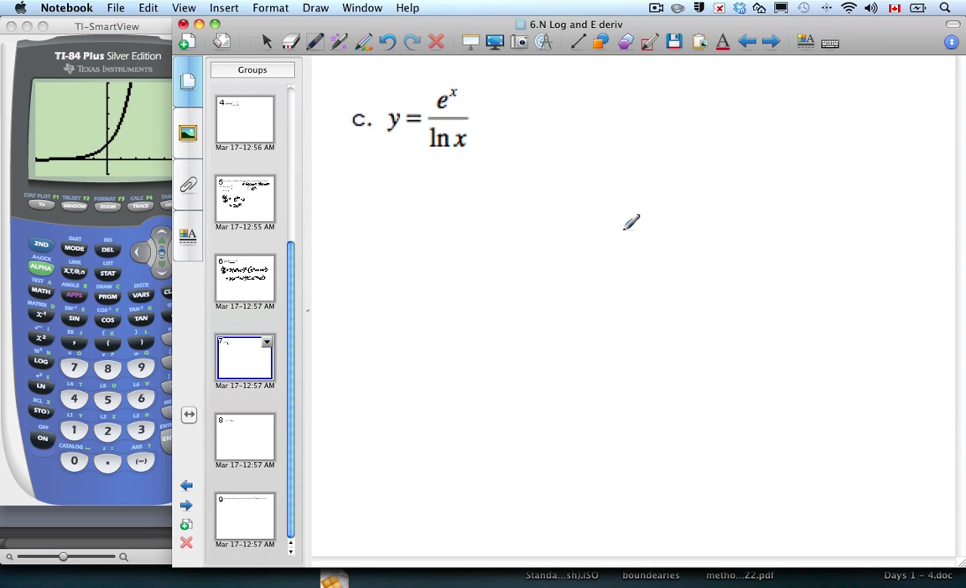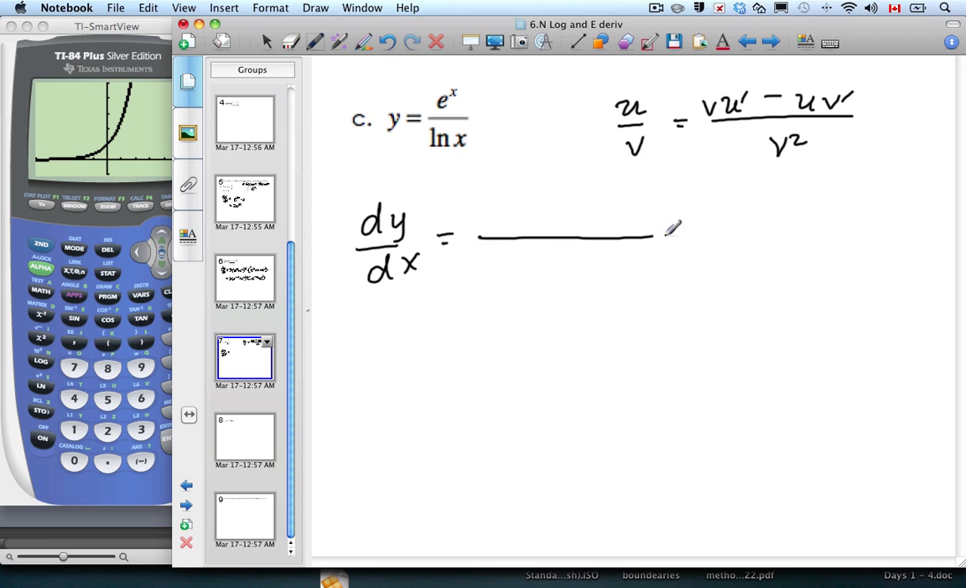y equals e to the x all over natural log of x. It looks like we have a quotient there, so we have to use the quotient rule. Look at the old quotient rule: the derivative of u over v equals v times u prime minus u times v prime, all over v squared. So let's do dy dx. Let's square that v, all squared. Now it's important to put that in parentheses, because if you don't, then it's just the x that's squared.